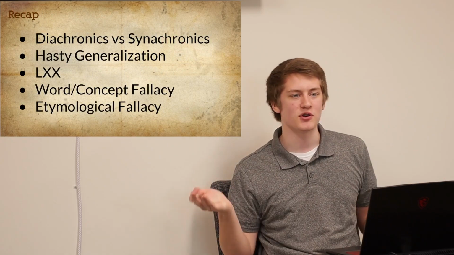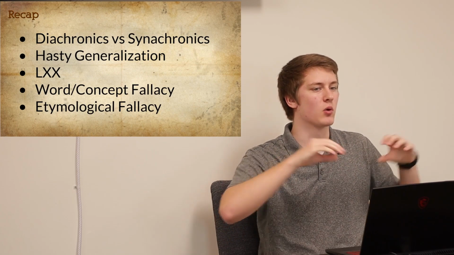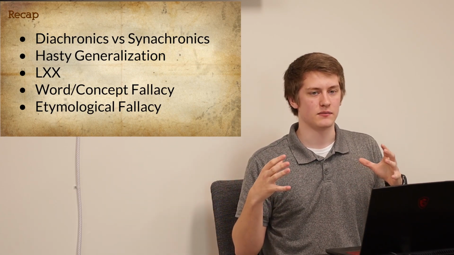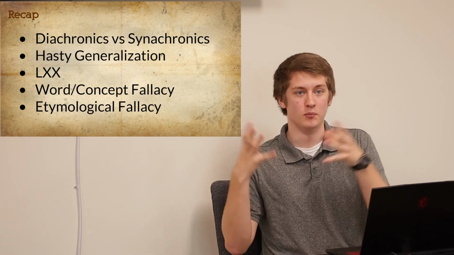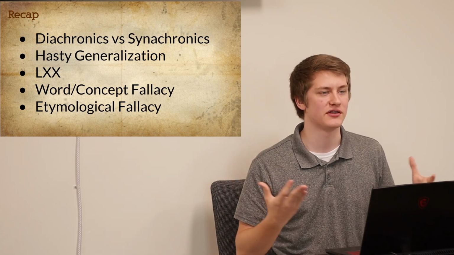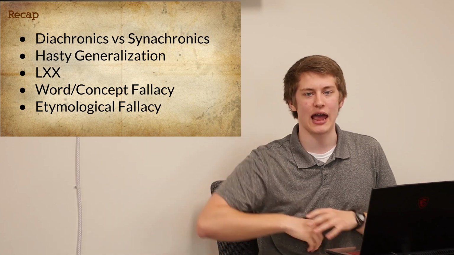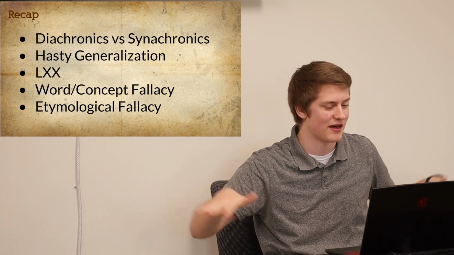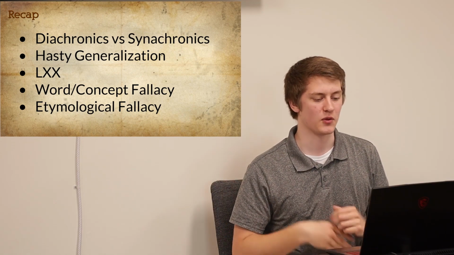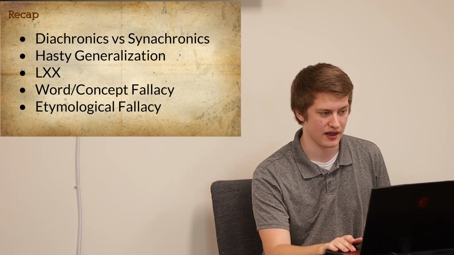So just to recap what we talked about: how diachronics, how a word gets used through history, is important, but synchronics, how a word gets used in that time period, is more important. We talked about hasty generalization. You can't just take one occurrence and apply it to all the occurrences of that word. We talked about the Septuagint and what that was. We talked about the word concept fallacy and the etymological fallacy.